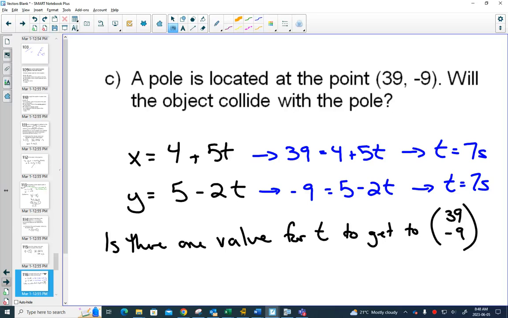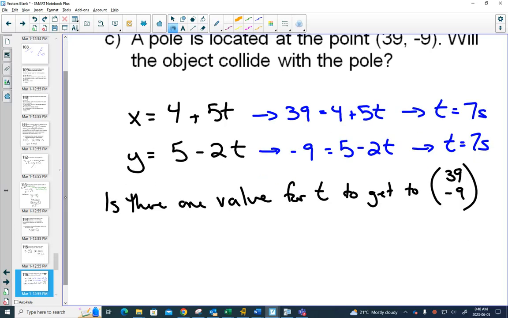Personal experience, colliding with poles is not a positive thing. I collided with a pole when I was in grade 6. I've told you that story, right? Yeah. Okay.